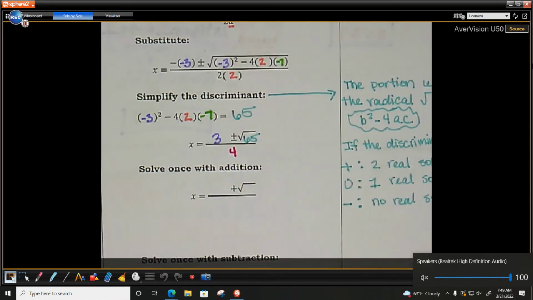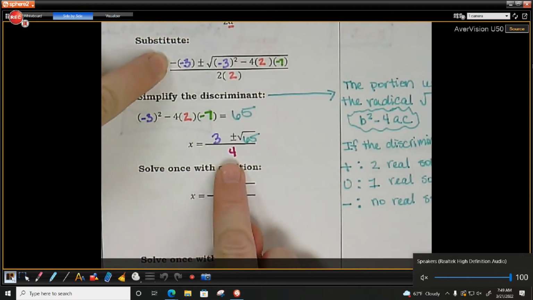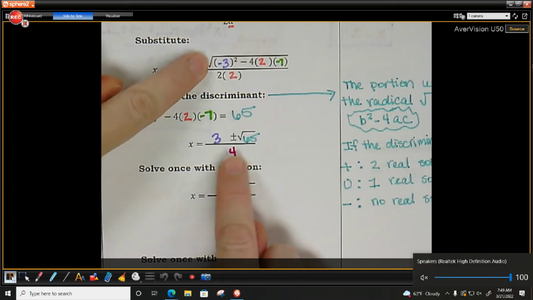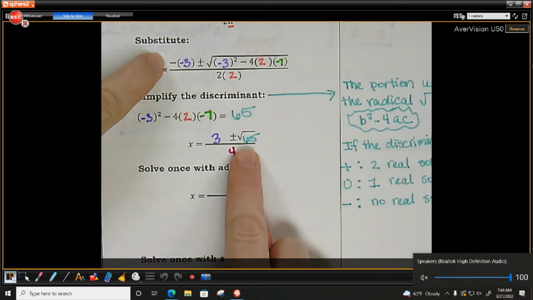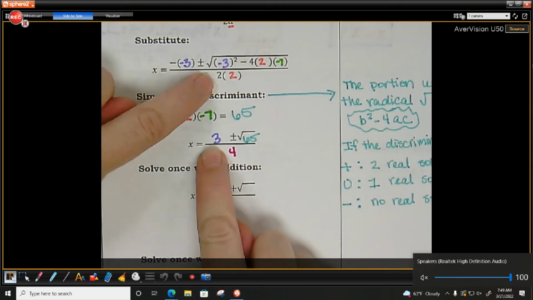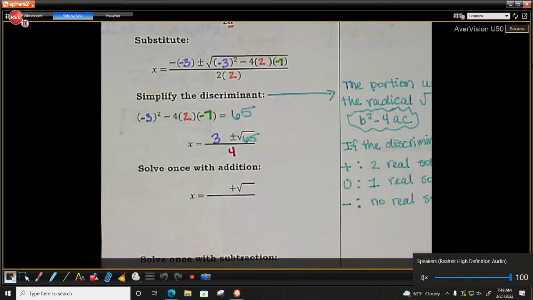Are we okay with how we went from here to here? Simplify the radical. So instead of that messy thing under the radical sign, I just have 65. The negative 3 becomes a positive 3. 2 times 2 becomes 4. We good? Okay, so this is now where we have to separate it.